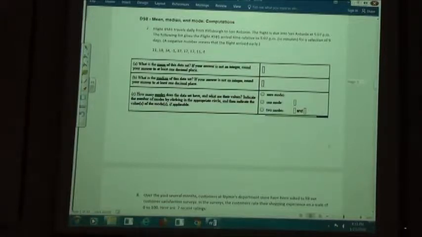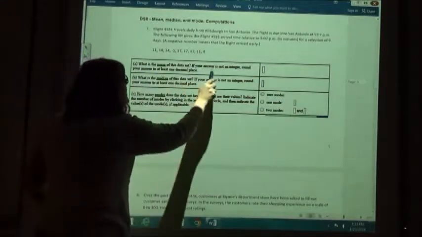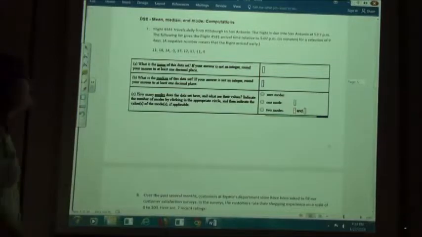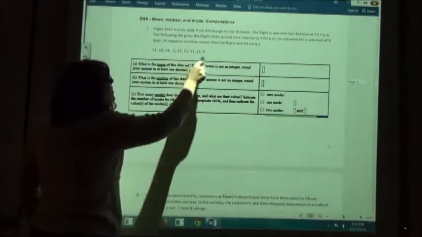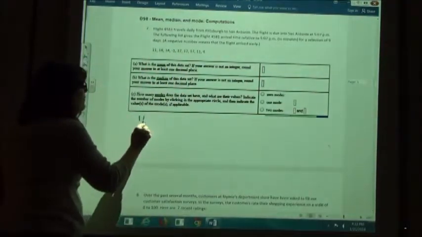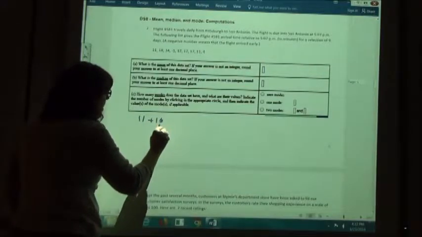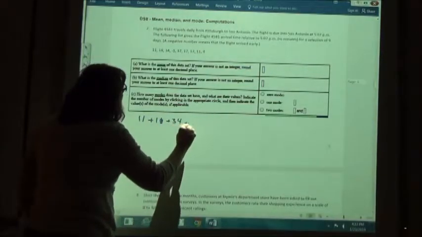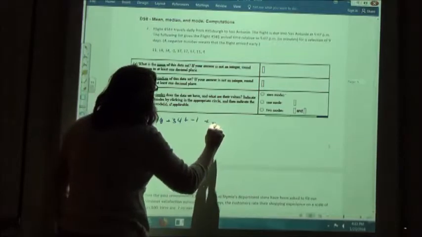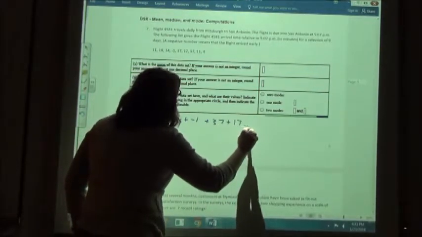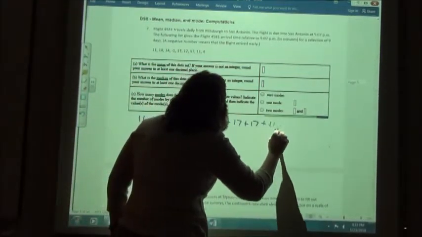So, what is the mean of this data set? If I'm going to find the mean of this data set, I have to add all these values. 11 plus 18 plus 34 plus negative 1 plus 37 plus 17 plus 17 plus 11 plus 4. Add them all up.